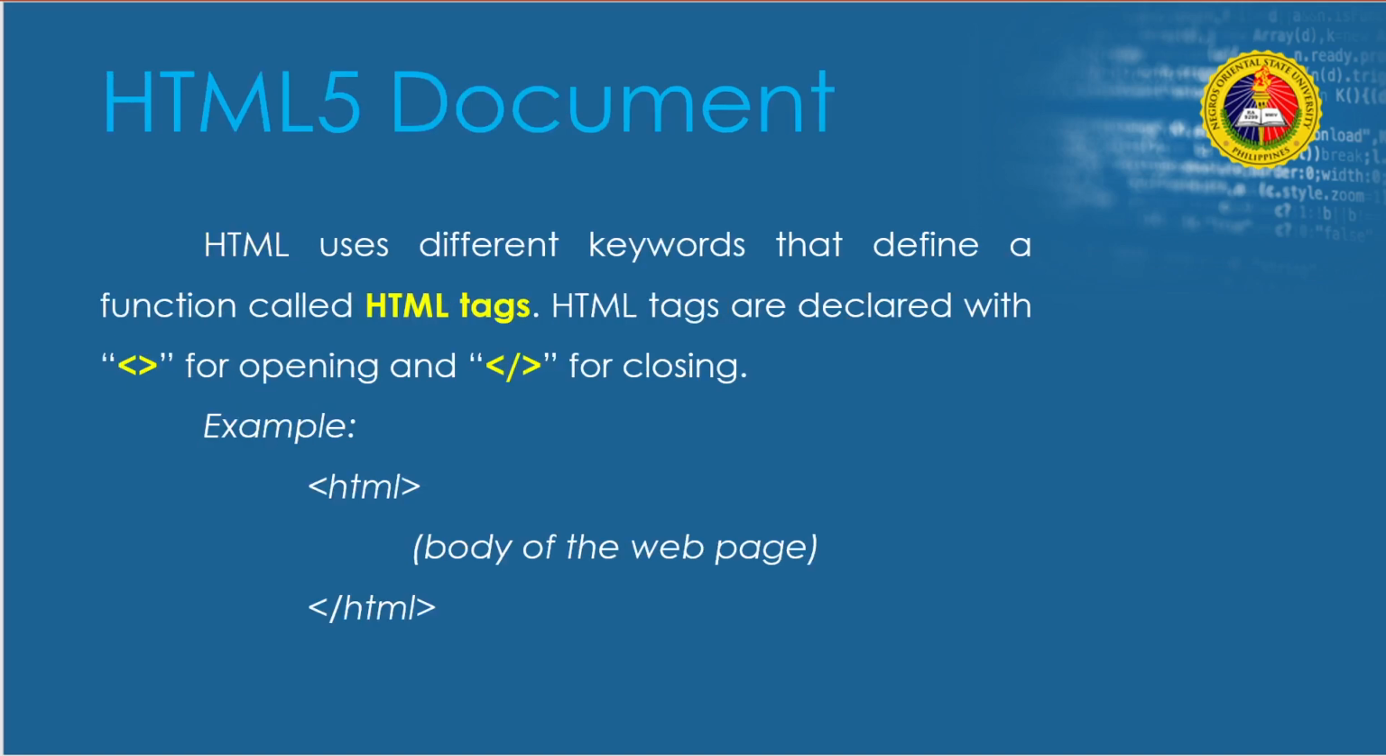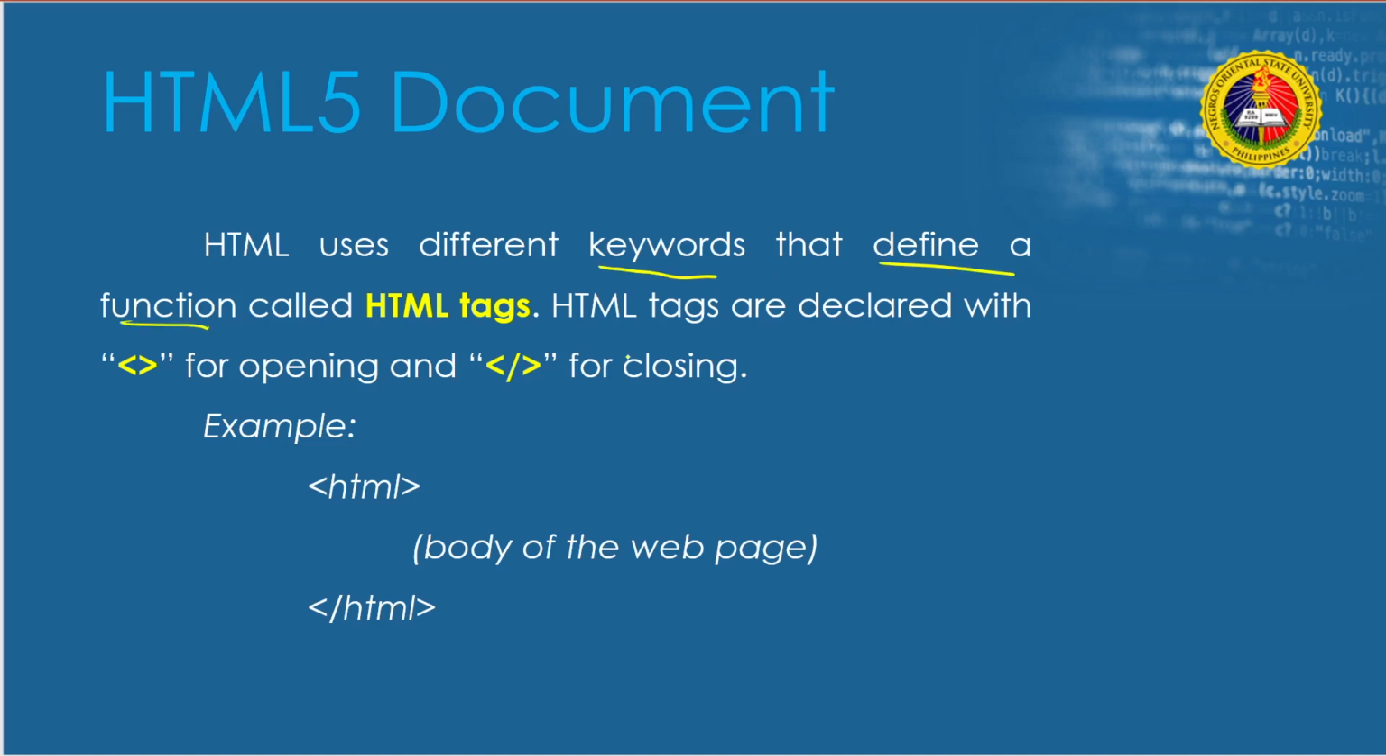So what is an HTML5 document? HTML uses different keywords to define a function called HTML tags. Alright, how do we display elements to our web browser? In our web browser, we will use HTML tags. HTML tags are keywords that define a function.